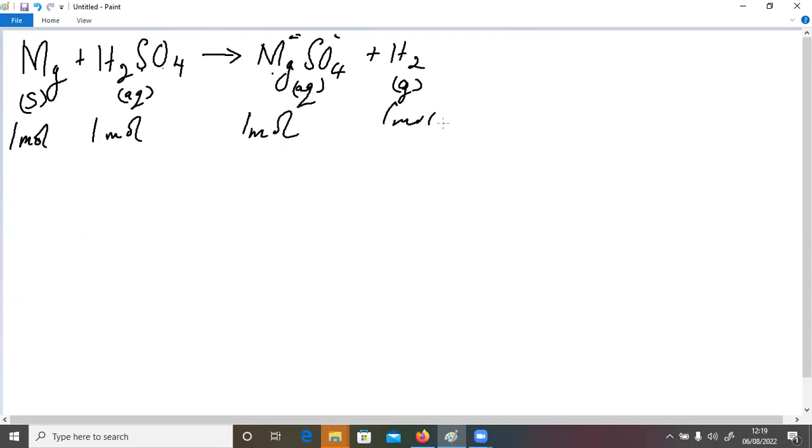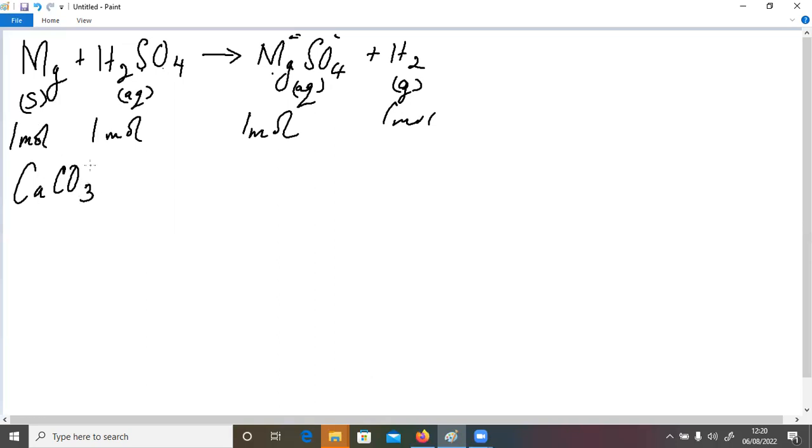We have already put in the state symbols. This one is pretty straightforward because the ratios are 1 to 1. We need the one which can bring about some bit of confusion. Let's consider calcium carbonate.